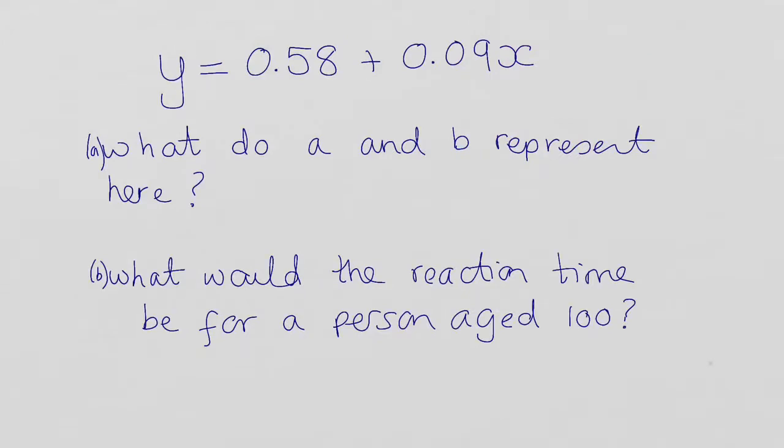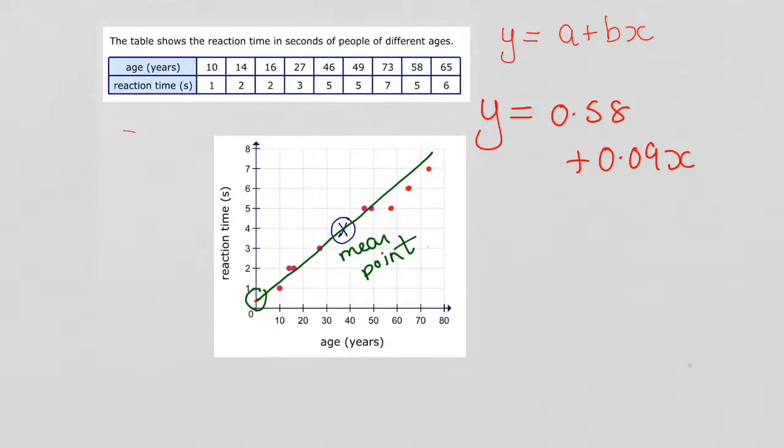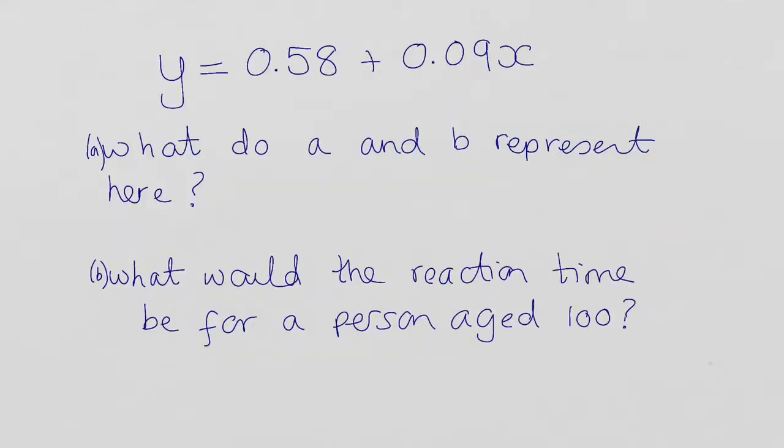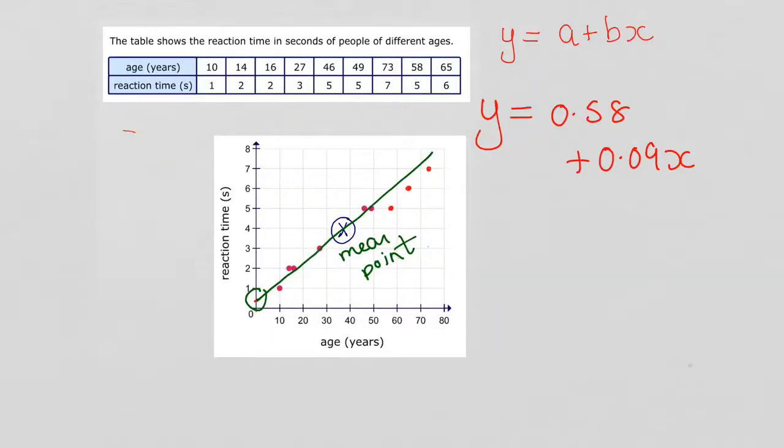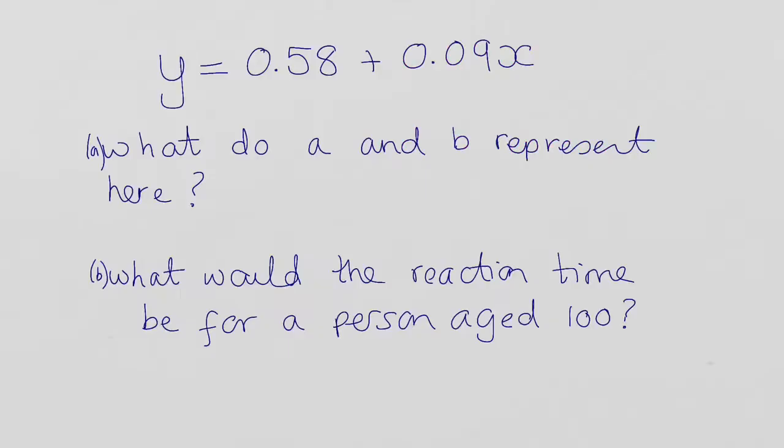So this is my regression line. What do A and B represent here? This is a very common question in the exam. They want to know, can you put these into context? Well, A here would be, and it's not just enough to say the intercept. We know 0.58 is the intercept, but what it means is that would be the reaction time for someone of no age.